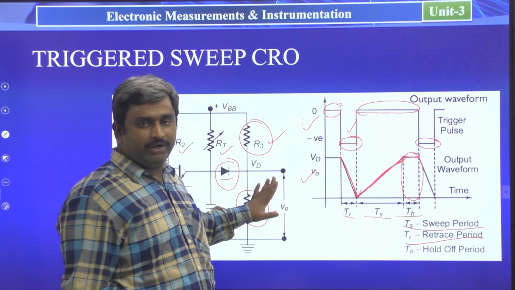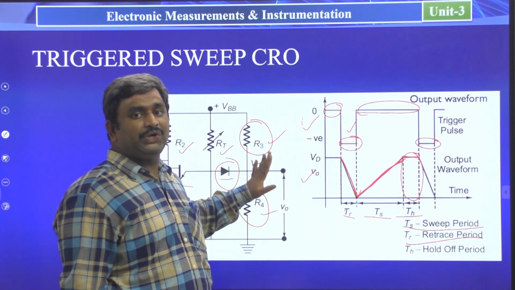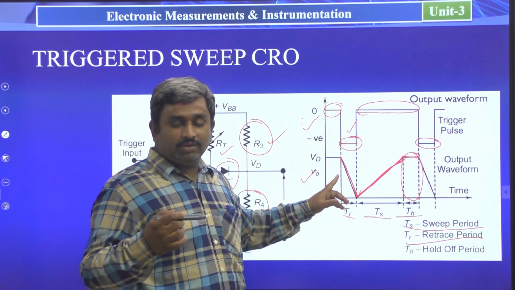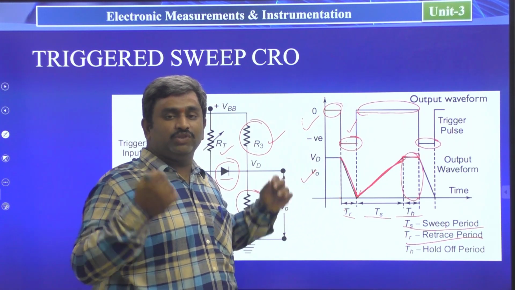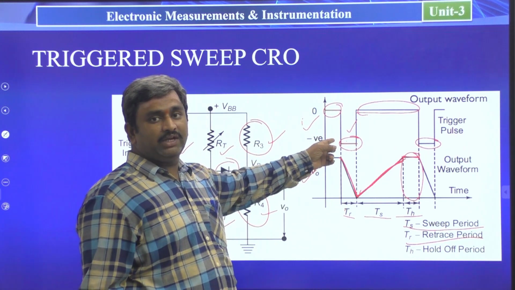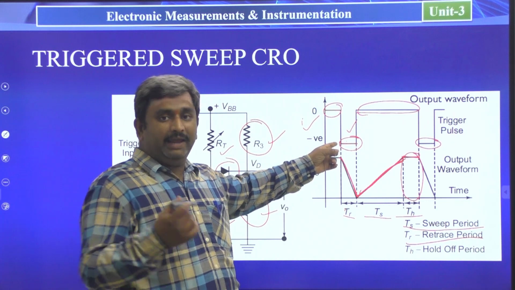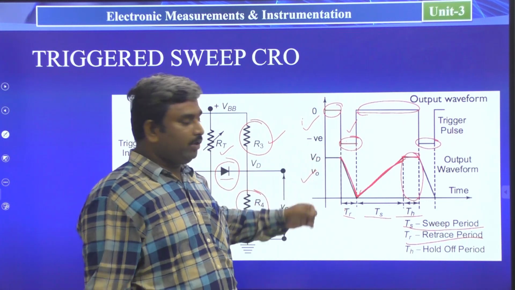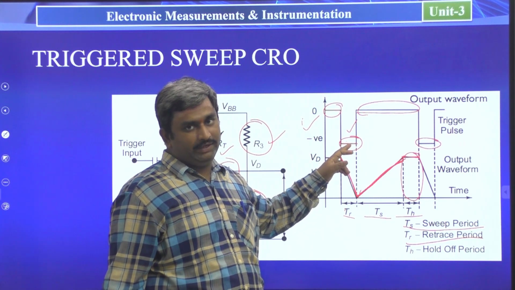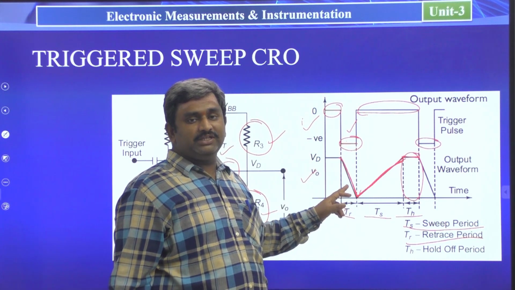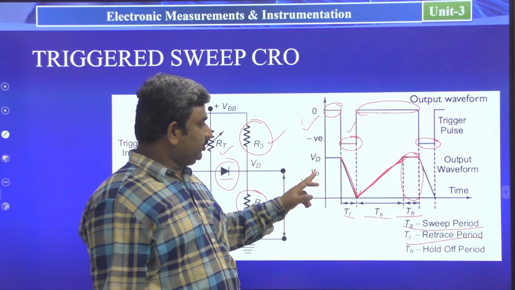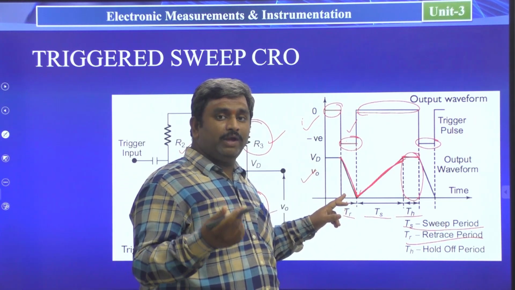This is also a sweep generator circuit, but this is the triggered sweep generator. If the UJT is in the off position, then by giving the triggering pulse, we can make the UJT turn on. Whenever the triggering pulse is given with a negative voltage level, only then is the capacitor going to be discharged. So the UJT is going to be in the on position.